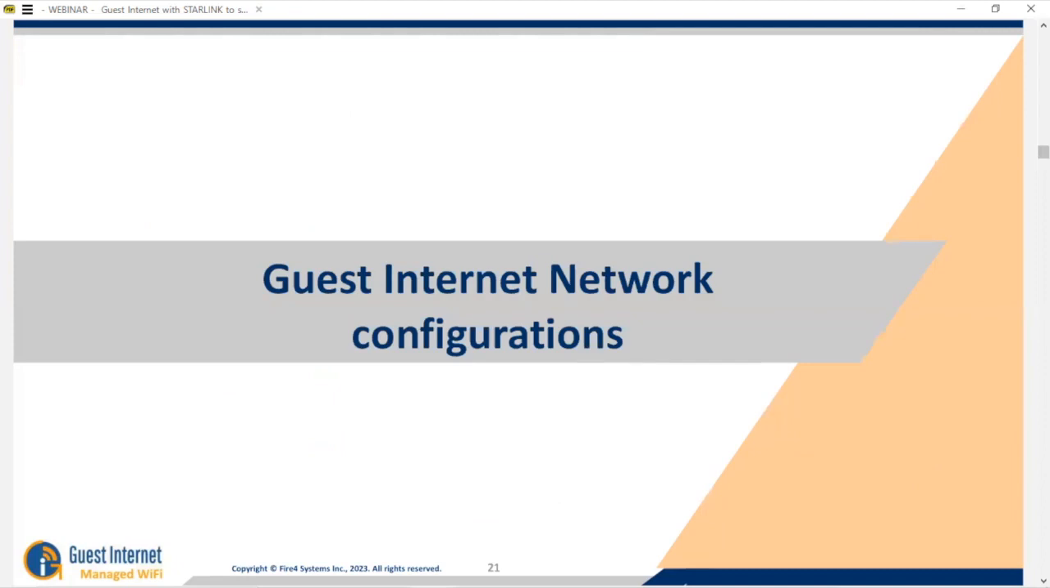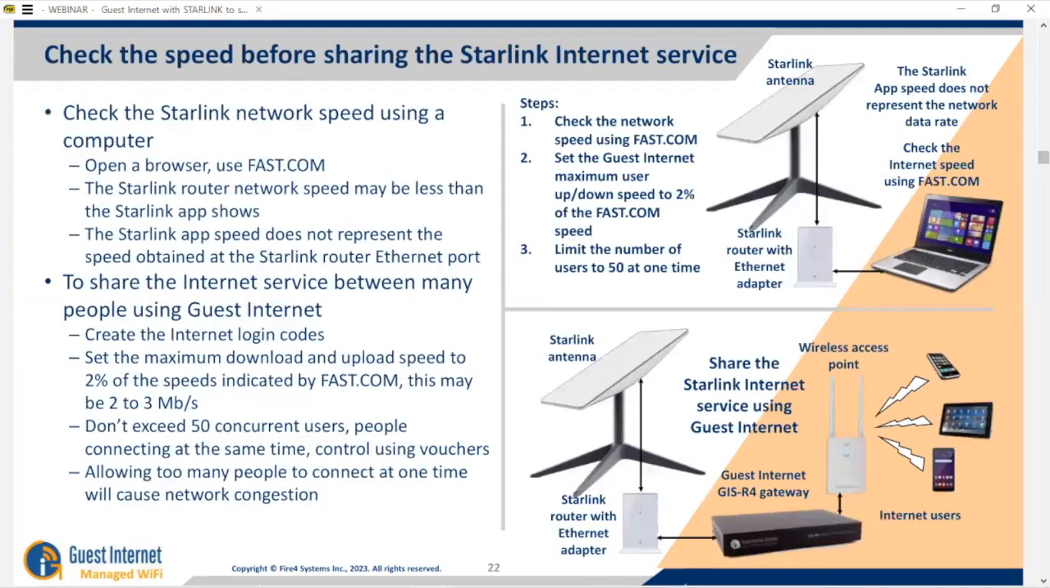Now, I'm going to explain some network configurations that might be used for community wireless access. First of all, it's necessary to set up the Starlink antenna, and the top right diagram shows this arrangement. The antenna is connected to the Starlink router. It's necessary to have the Ethernet adapter to use the guest internet products, which is a device that Starlink sells on their website, and then connect a computer with Ethernet.